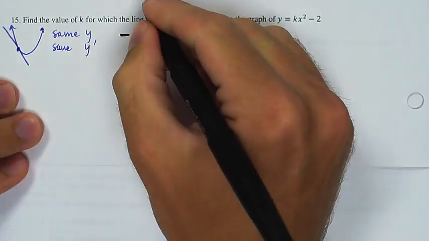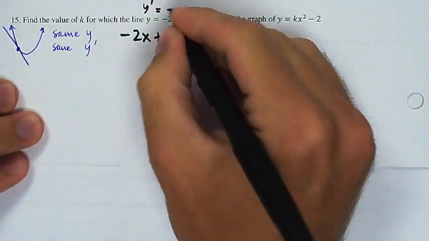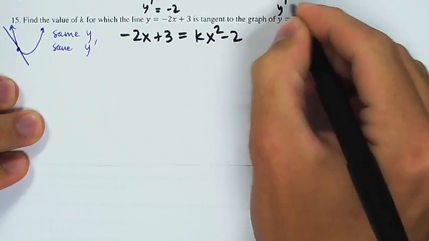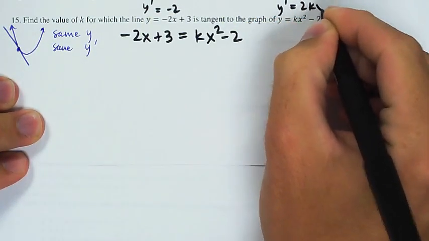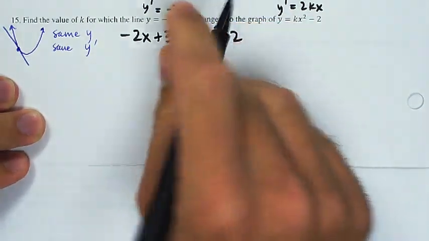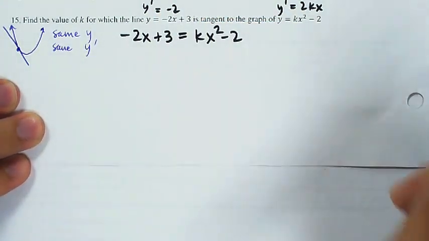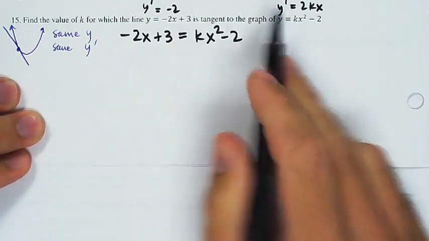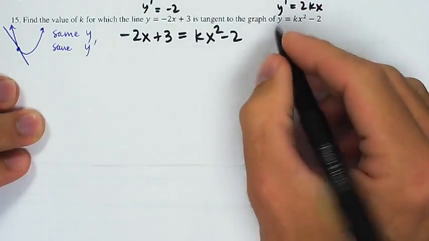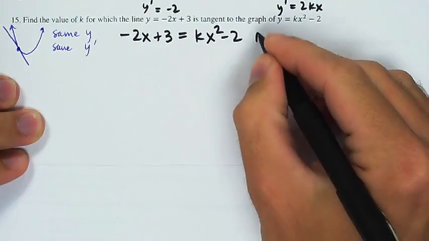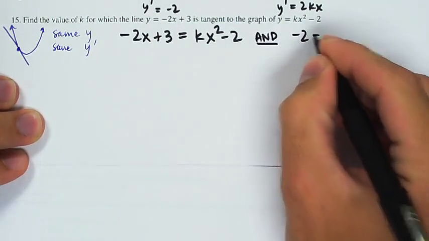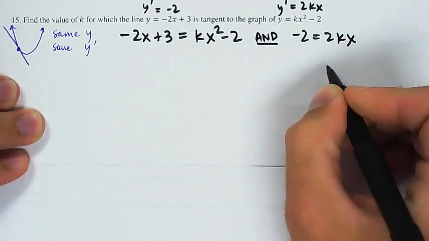What I'm going to need to do is take y prime. That's negative 2 there, and then over here, y prime is 2 times k times x minus 0. This is negative 2 plus 0, because the derivative of a number is 0. I'm just reminding you of that. So now I'm going to take the y primes and set them equal to each other, because they have to be the same. And I need negative 2 to equal 2 times k times x.